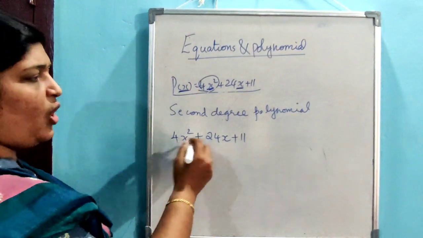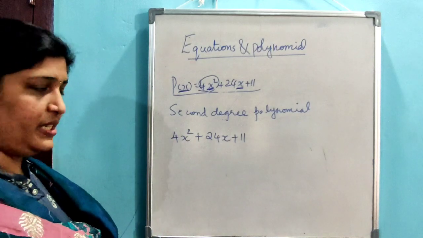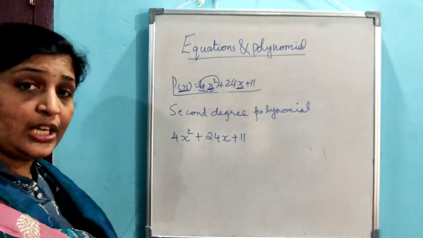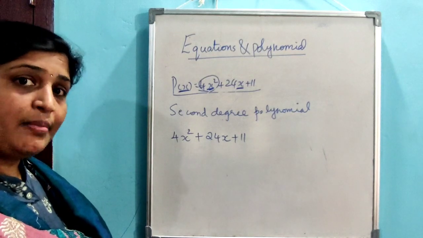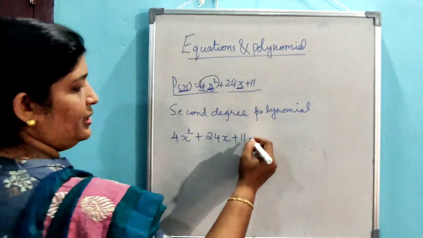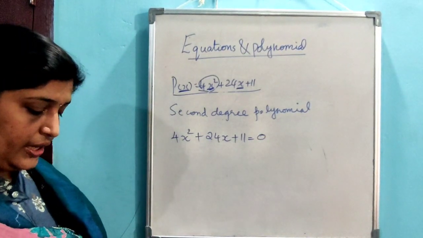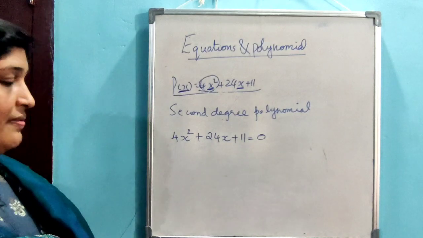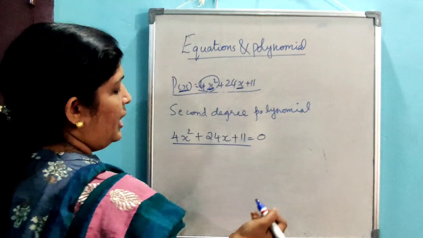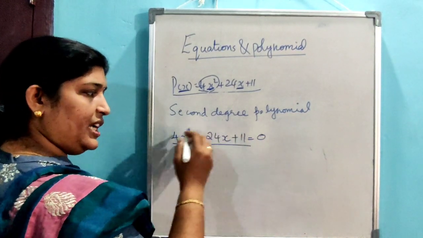Okay, so this is not an equation now, right? This is only an expression, or this one is a polynomial. Then how do we make it an equation? Yes, equation means an equal to sign should be there, right? So we just equate this with 0. Okay, now this one is an equation. So this was a second degree polynomial, and now this one is a second degree equation.